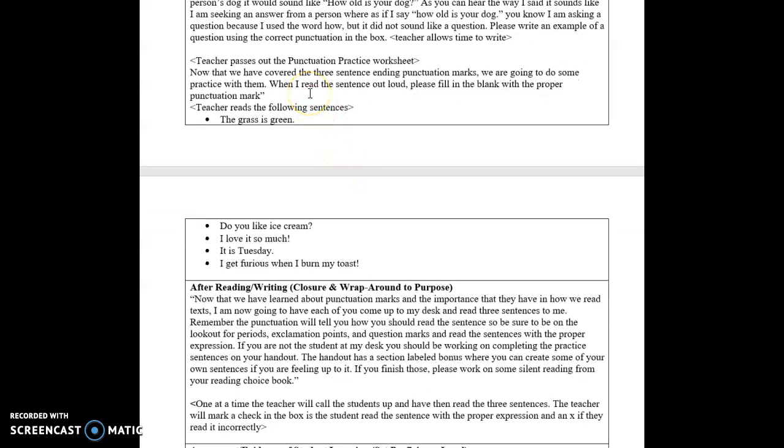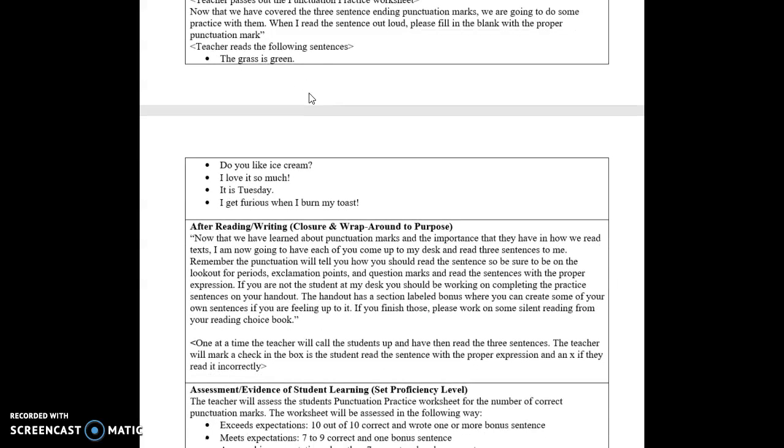I would then pass out the punctuation practice worksheet and say, now that we have covered the 3 sentence ending punctuation marks, we're going to do some practice with them. When I read the sentence out loud, please fill it in with the proper punctuation mark. The teacher would then read out the following sentences.